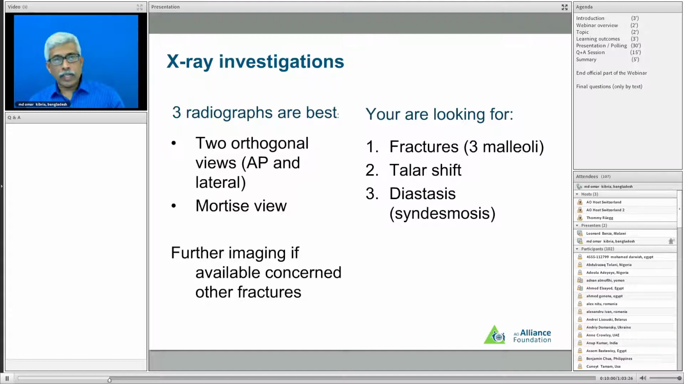At times, you might need further imaging, like a stress view of the ankle. Either you can take a gravity stress view or you can take a manual stress view, if you need it. But the first three views should be mandatory to diagnose all the lesions of an ankle.